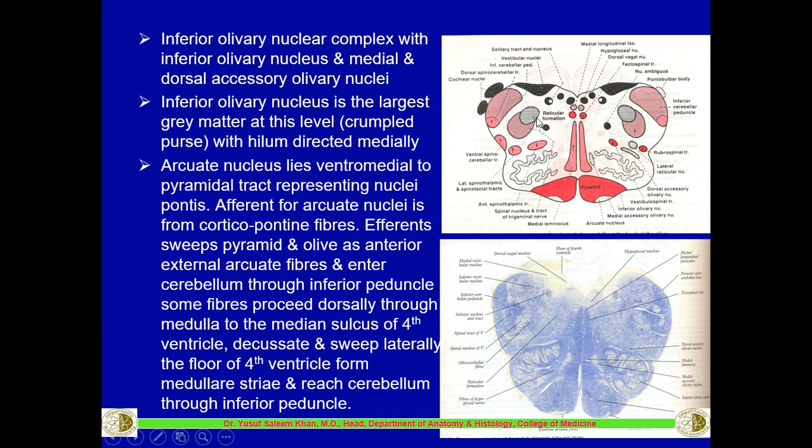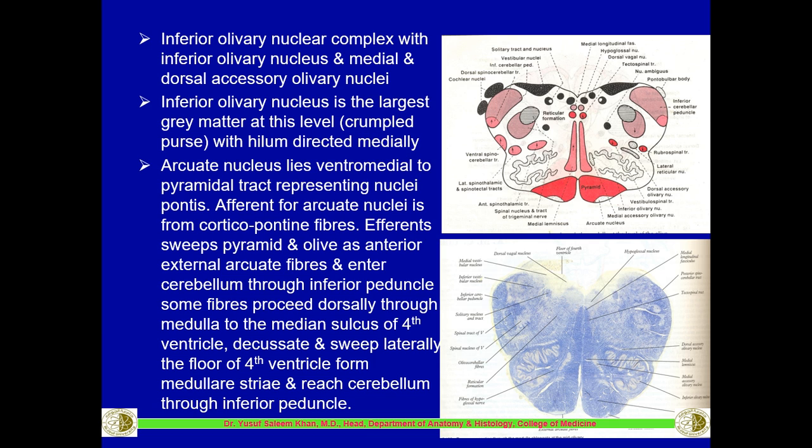As I said, the afferents which are coming from the cortex end here in the pons, and they form the pontine nuclei. Efferents sweep over the pyramid and olive as anterior external arcuate fibers, and then they go to the opposite side and enter the cerebellum through the inferior cerebellar peduncles. Some fibers proceed dorsally through the medulla to form the median sulcus of the fourth ventricle and decussate and sweep lateral to the floor of the fourth ventricle, forming the medullary striae.